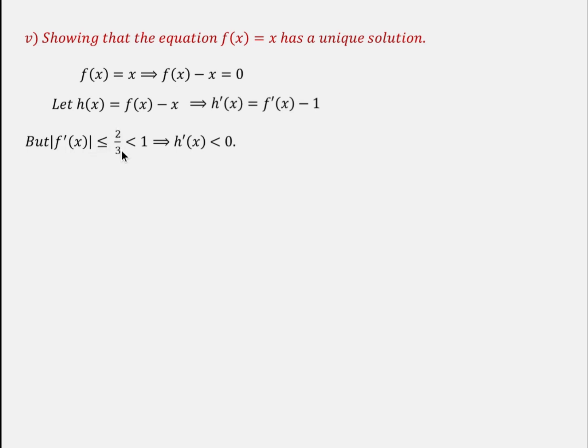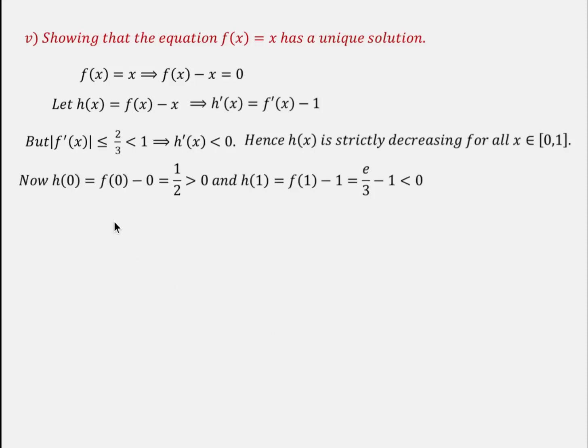And from previous work, we had that the absolute value of f prime of x was less than or equal to 2/3. So the absolute value of f prime of x would always be less than 1 in that interval, which implies that f prime of x minus 1 then will always be negative. So we can conclude that h prime of x will always be less than 0. The conclusion then from this analysis is that h of x is strictly decreasing for all x in the interval 0 to 1, since its derivative is always less than 0.